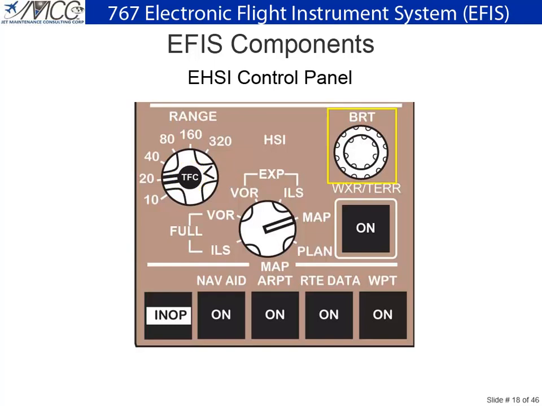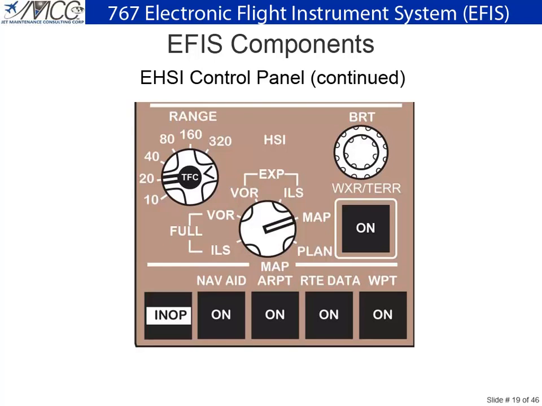The EHSI and weather brightness controls are 2 concentric rotary controls. The outer control is for the overall EHSI brightness. The inner control is for the weather radar or EGPWS brightness. The weather radar on-off switch is used to turn on the weather or EGPWS terrain display on the EHSI. The EHSI mode switch is a 6-position rotary switch. It is used to select the map, plan, expanded VOR, expanded ILS, full VOR, or full ILS display modes for the EHSI.